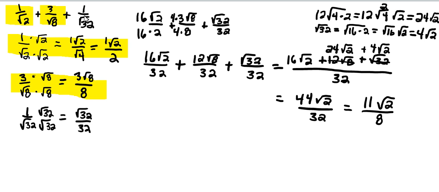So that was a bunch of words that probably didn't make sense. Let me try again. So we've got the square root of 2 times the square root of 2. That gives us just 2. The square root of 8 times the square root of 8 gives us just 8 without the radical.